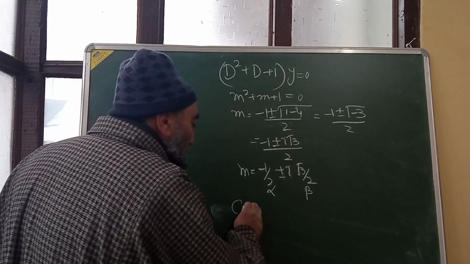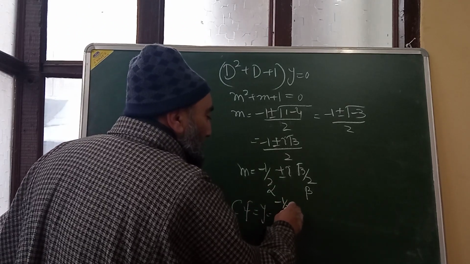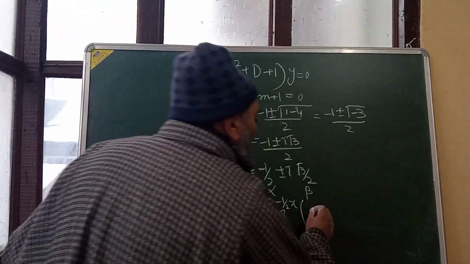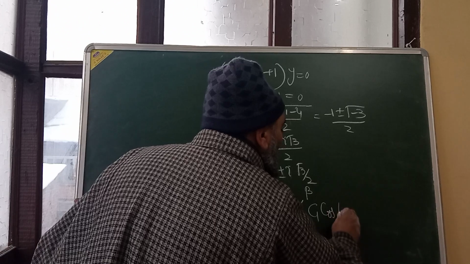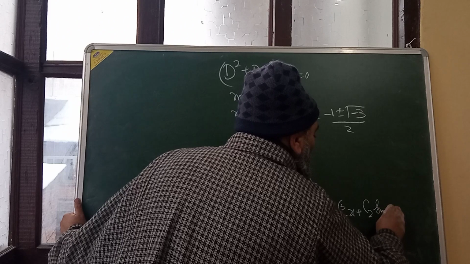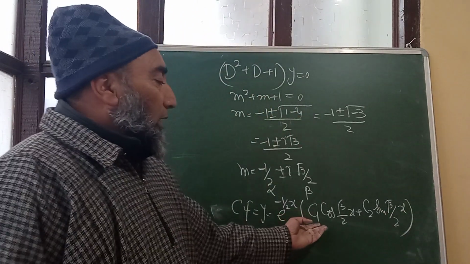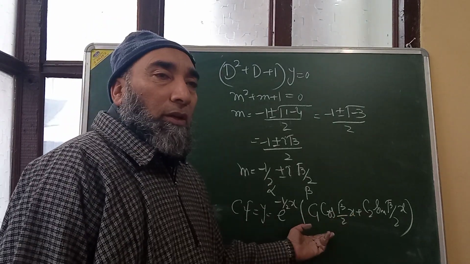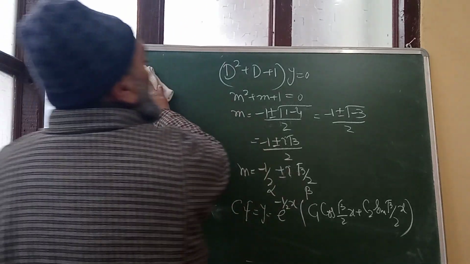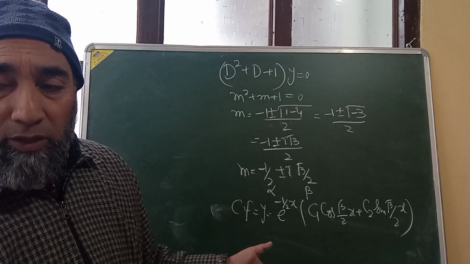So what is the complementary function? Y is e raised to power alpha x, e raised to power minus 1 by 2x, constant c1 cos of beta, beta is root 3 by 2x, c2 sin root 3 by 2x. It's not necessary you write c1 and c2. You can write a and b, l and m, whatever you want to. One more question. I don't think there is any problem in understanding these questions, huh?